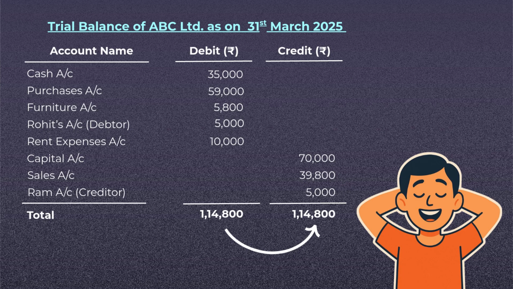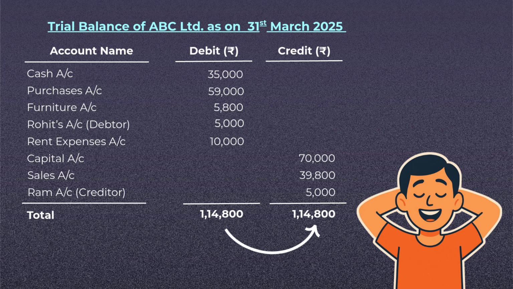Yes, the trial balance only checks one thing, whether the total debit equals total credit. In today's video, I will explain why trial balance can match even when errors exist, and we will understand the types of errors that trial balance cannot detect. To begin, let's understand the basic concepts of trial balance.